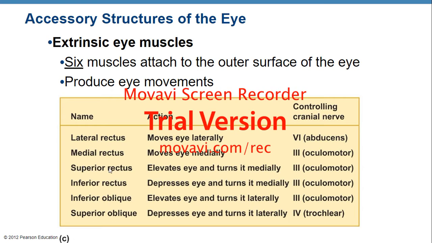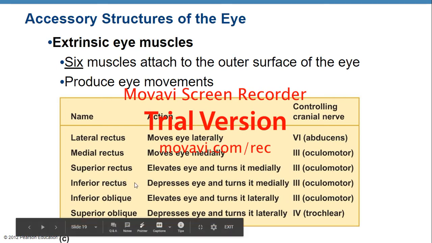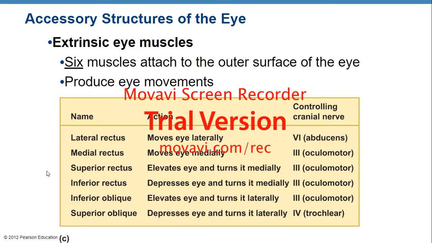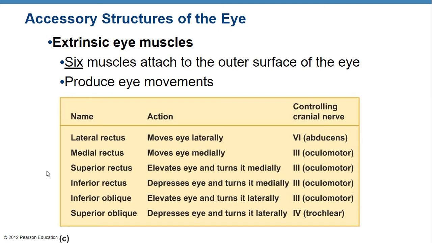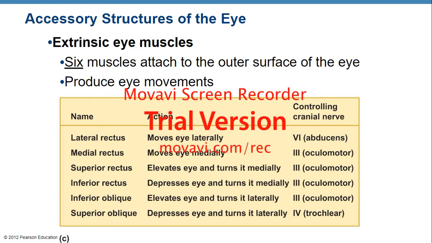Superior rectus elevates the eye, and turns it medially. Now, the inferior rectus depresses the eye and turns it medially. Now, with the oblique muscles, if you remember, oblique muscles attach at an angle. So they're not attaching straight; they attach at an angle. So their name actually is going to be opposite of their action.